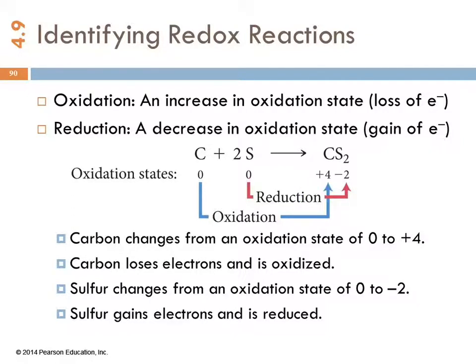So we identify the oxidation numbers or oxidation states of each element in each compound. And then we look and see, has it changed? Has the oxidation of carbon changed from reactants to products? And yes, it did. The oxidation number went up. If it goes more positive, that means it loses electrons. Oxidation is loss of electrons. So the carbon is oxidized.